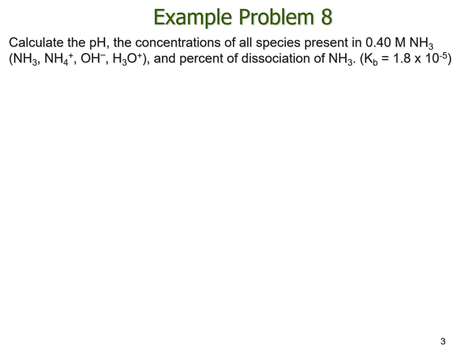Now let's look at one example. So in this example, we have ammonia. Remember, ammonia is the only weak base we're going to talk about in our lecture. Unless it has been addressed, this substance is a weak base. If we have something given as a formula without saying weak base, it has to be ammonia and ammonia only. In this question, we're going to calculate pH, the concentration of all species, like ammonia, ammonium, hydroxide, hydronium, and the percent of dissociation for ammonia. That is something new. Kb is provided.